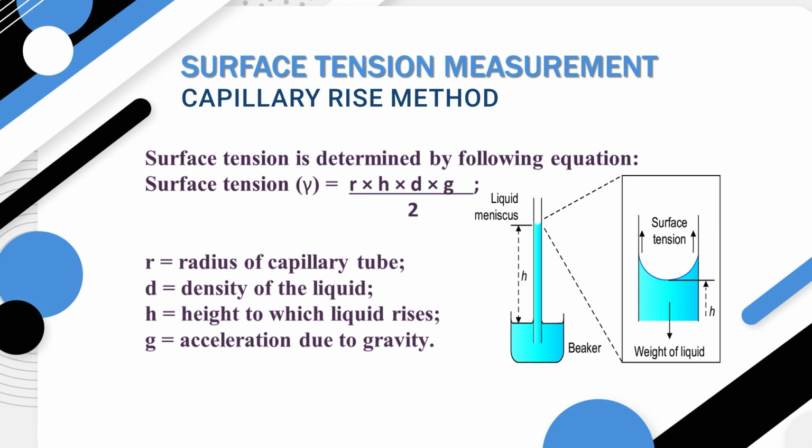you can actually calculate the surface tension by the formula r times h times d times g divided by 2. r is the radius of the capillary, h is the height by which the liquid rises. If it is water, how much water has risen; if it is alcohol, how much alcohol has risen. So you know the height the liquid has gone up in the capillary. d is the density of the liquid, that you know, and g is gravity. So multiply all four of them and divide by 2, that is the surface tension.